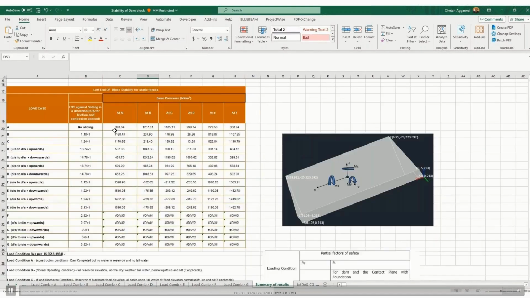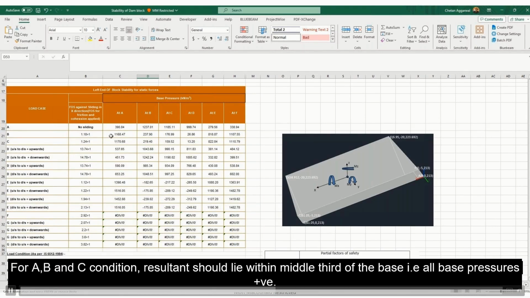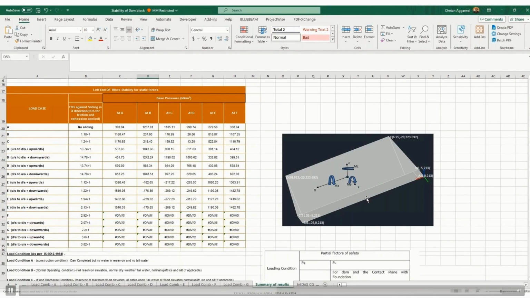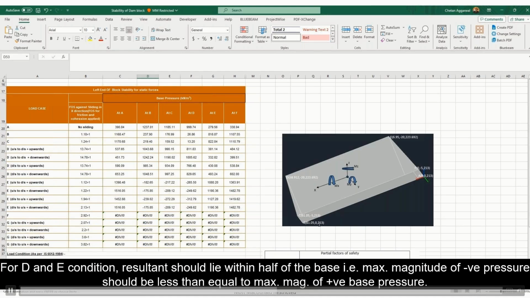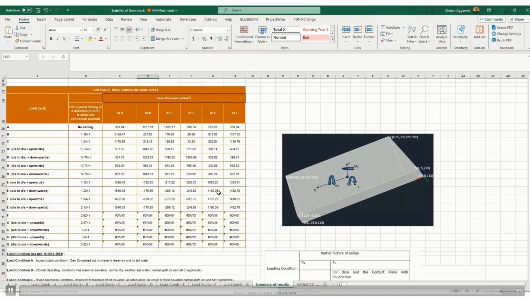Let's see here. As you can see, A, B, and C all are positive. D also, everything is positive. E we have some negative base pressures on this side, B, C, and D. Other than that, on this side, A, F, and E are all positive. So we can have negative base pressures here. Okay. The engineering manual says that the resultant should lie within the base. That is the only criterion, that the entire base should not be in tension. So this we have ensured. F and G we haven't done. Next, for extreme uplift, I have to compile the results here for F and G.